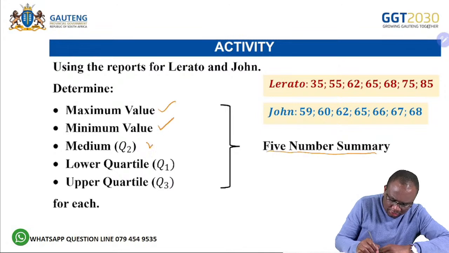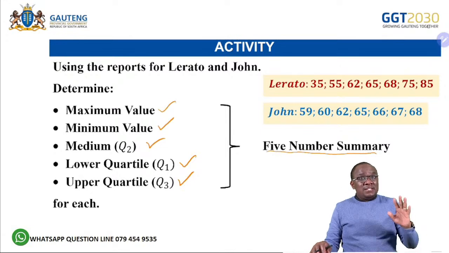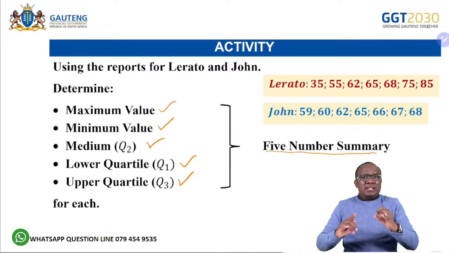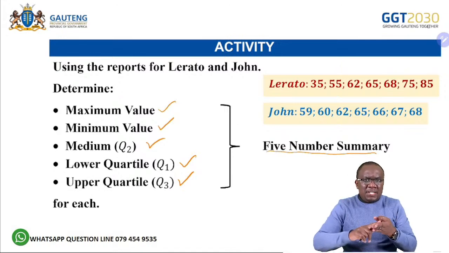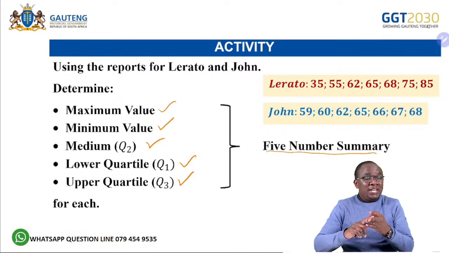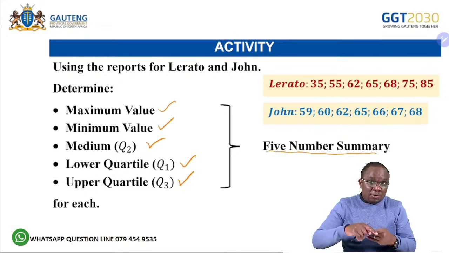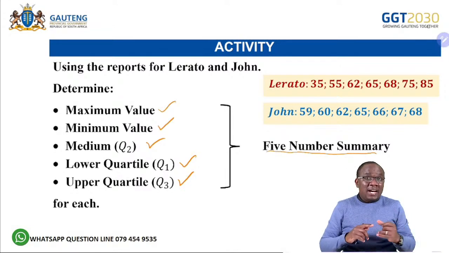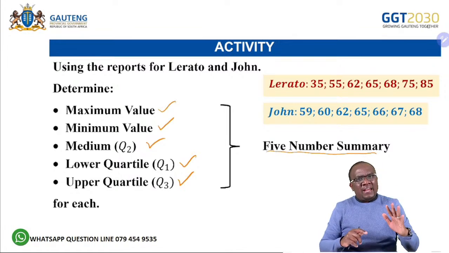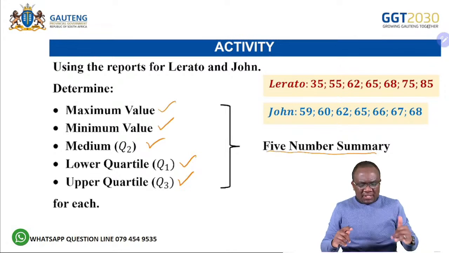1, 2, 3, 4, 5. Okay, this is the 5 number summary. The maximum value, the minimum value, the median. When we discussed this, we ended with the median, say those are the 3. The other 2 now are the lower quartile and the upper quartile, which makes 5. If you are asked in the exam to come up with the 5 number summary, it means you must have these 5: minimum, maximum, lower quartile, upper quartile, median.